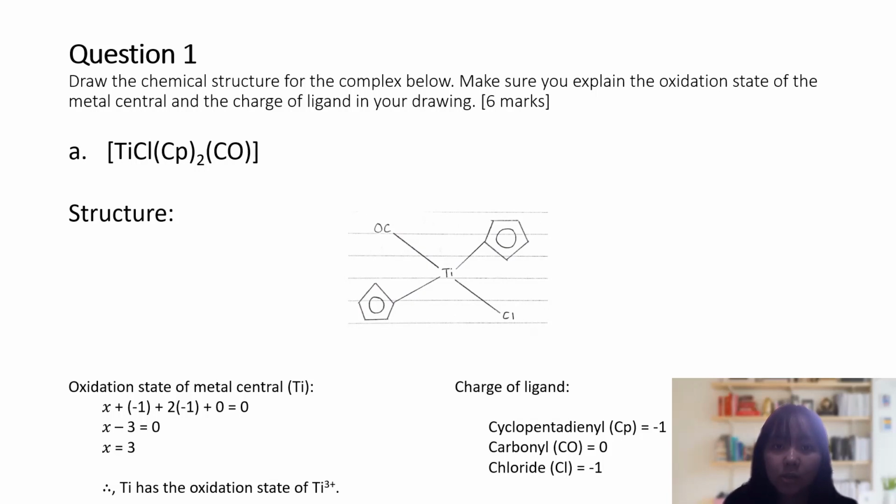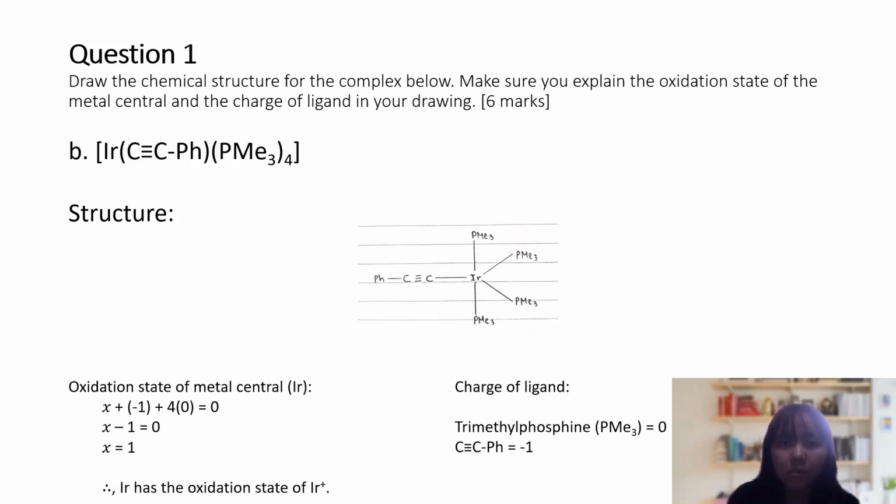Chloride has the oxidation state of negative 1 and cyclopentadienyl, which is Cp, also has an oxidation state of negative 1. And since there are 2 Cp, negative 1 is multiplied by 2. On the other hand, carbonyl, also known as CO, has the oxidation state of 0. Moving on to the charge of the ligands involved in the complex, only carbonyl has no charge as it is neutral, whereas Cp and Cl have a charge of negative 1.